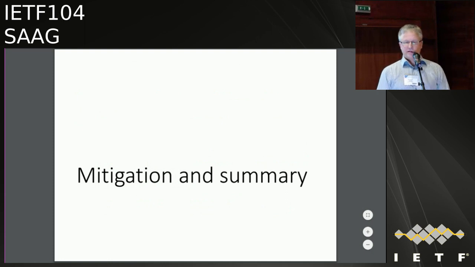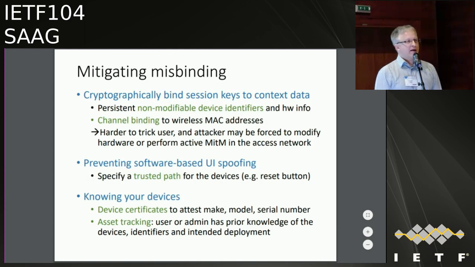Okay, I have two more slides, just a summary of what we can do to mitigate the attacks and then the final summary. So I don't think there is any way of avoiding these attacks completely, but there are some things that we can do to make the attacker's life more difficult. So one thing is to bind the session keys to any context data that we may have available. For example, channel binding to wireless MAC addresses may force the attacker to active attacks over the air interface. And if the devices have persistent non-modifiable identifiers, or if they communicate their hardware information in the protocol, then it makes it more difficult for the attacker to replace the device or provide a fake device to the user.